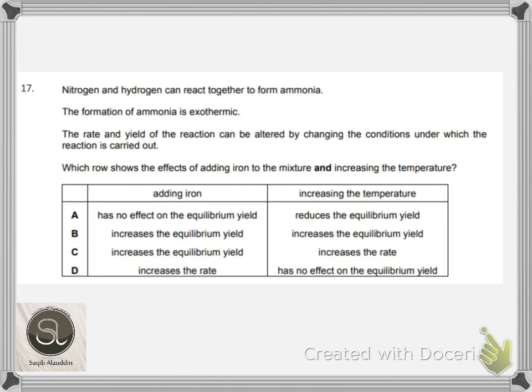Okay, again a reaction dealing with nitrogen and hydrogen to form ammonia. By now all of you should remember that this reaction is exothermic. The delta H for this reaction is negative, which means the forward reaction is exothermic, the backward is endothermic. The question says which row shows the effect of adding iron, remember, iron is a catalyst, to the mixture and increasing the temperature. Remember, a catalyst has no effect on the equilibrium yield. So this is good enough for me to select my answer.